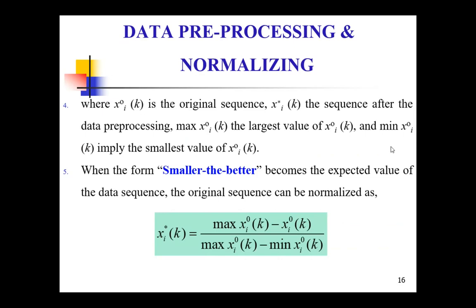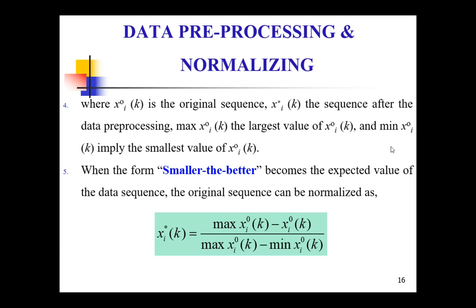For lower the better, we use this formula: the maximum of all the 9 values minus the individual value. That is, if I consider experiment number 1, the value of the quality characteristic in that particular experiment, xi0(k), divided by the maximum of all the 9 values minus the minimum of all the 9 values. This is for smaller the better, where xi0(k) is the original sequence value, and xi*(k) is the sequence after normalizing.